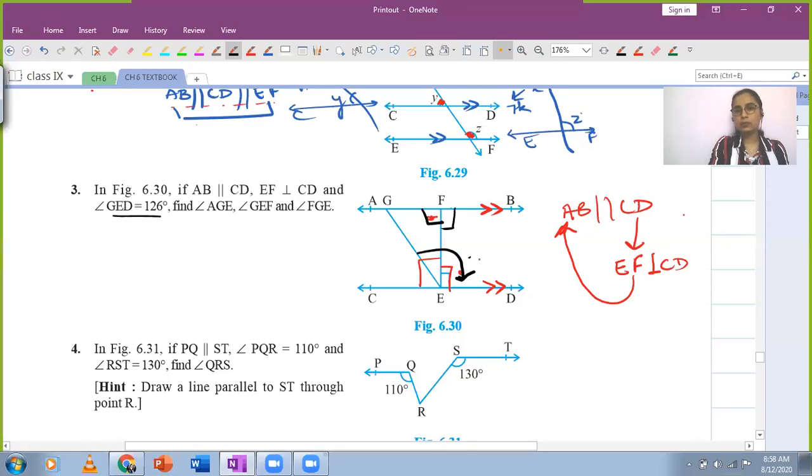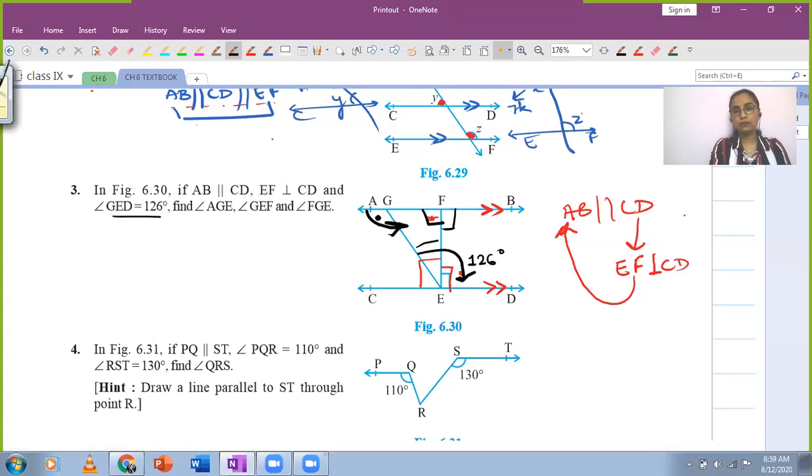So this angle here is 126 degrees. It's always convenient to mark in the figure whatever is given. And then you have to find out angle AGE, this angle over here. Sorry, this one's the exterior angle. This over here. This is the angle you want, AGE. And then you want to find out GEF. GEF is this one inside the triangle. And FGE. FGE is the angle inside the triangle. So I'm just going to mark it in the figure and then we are going to do it.